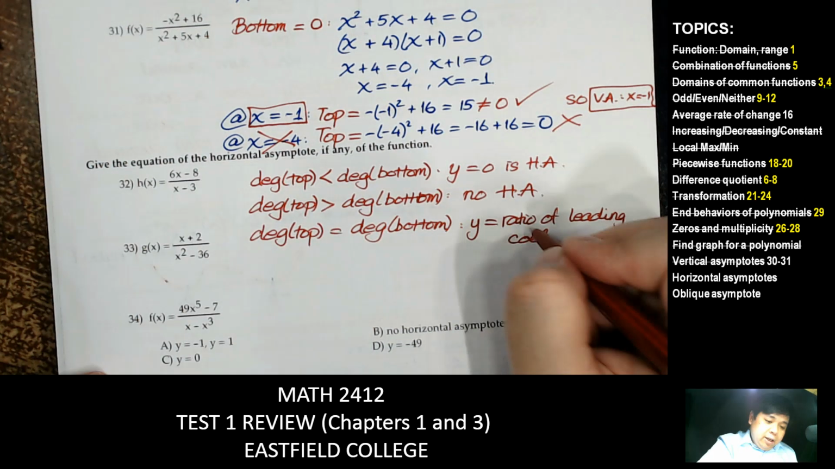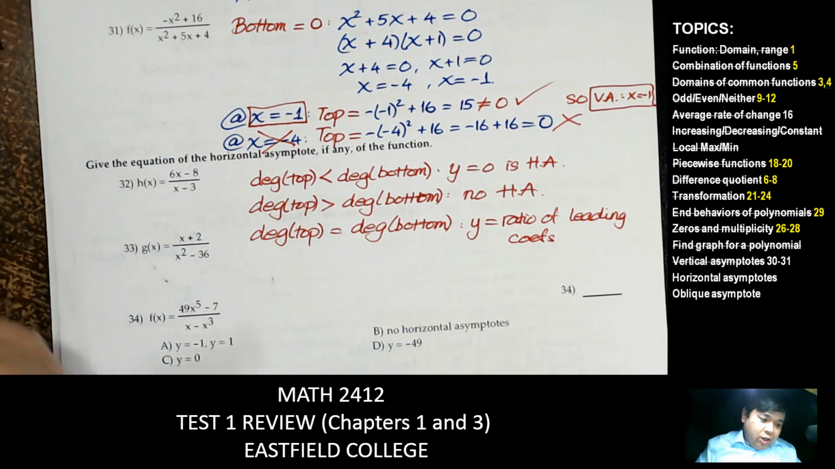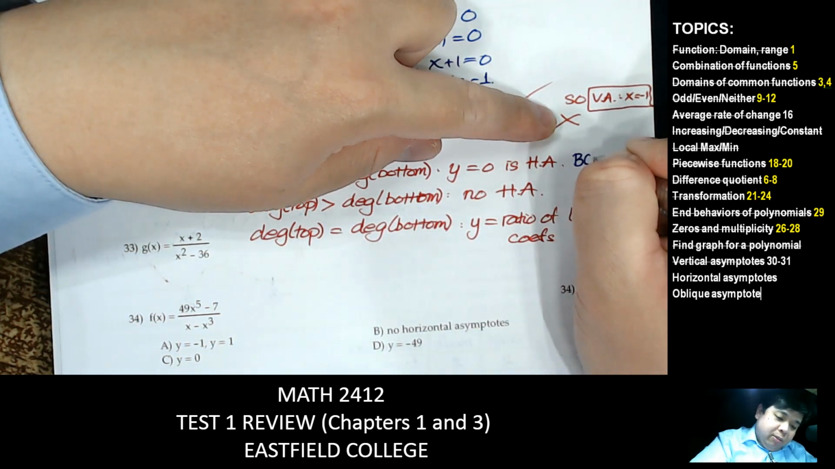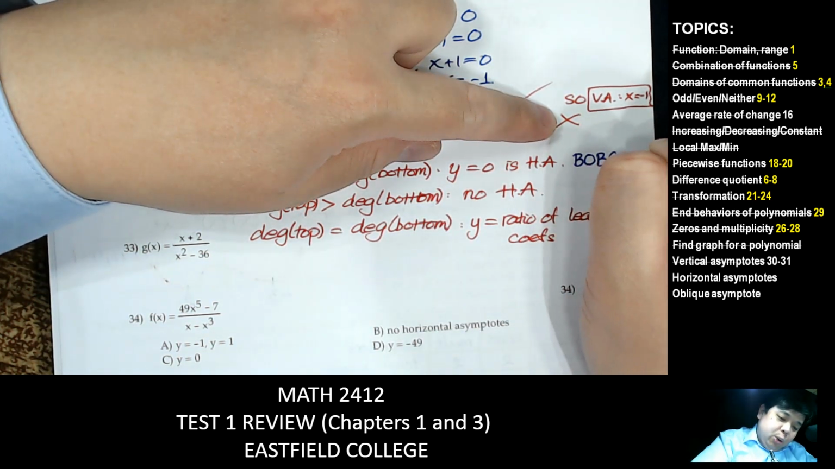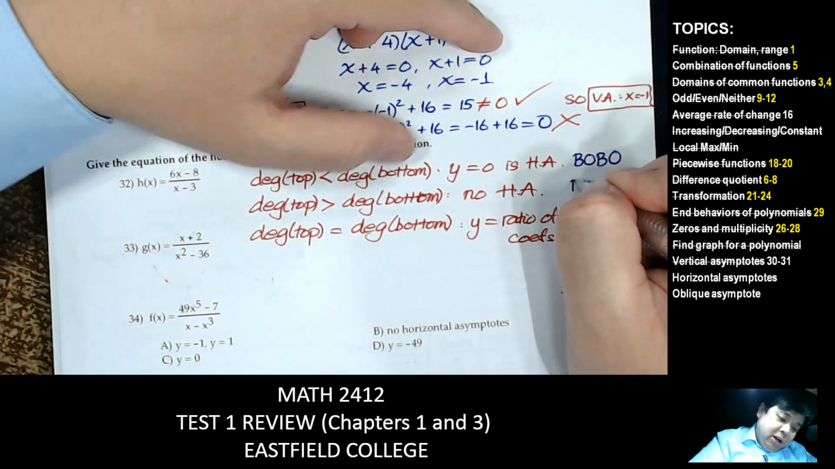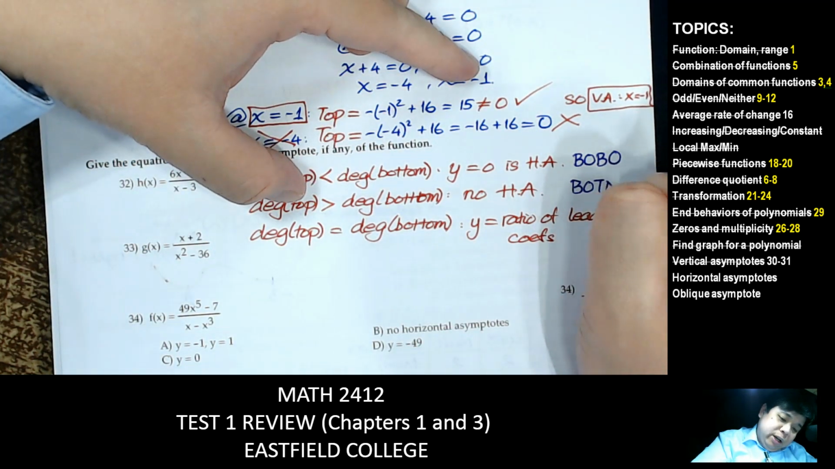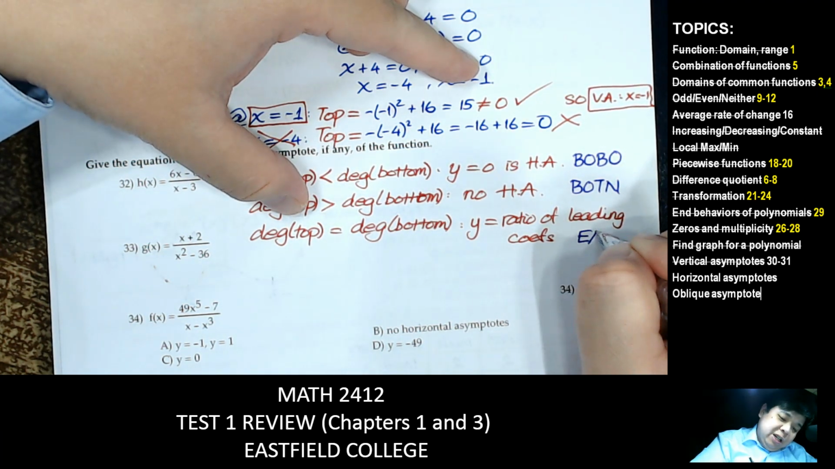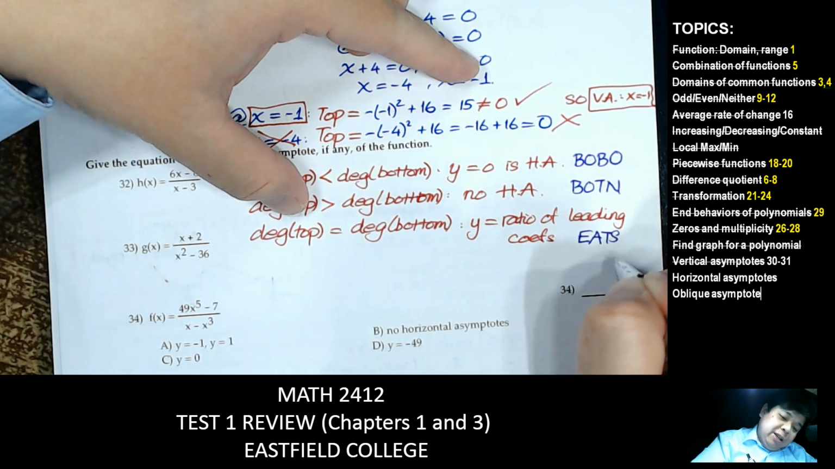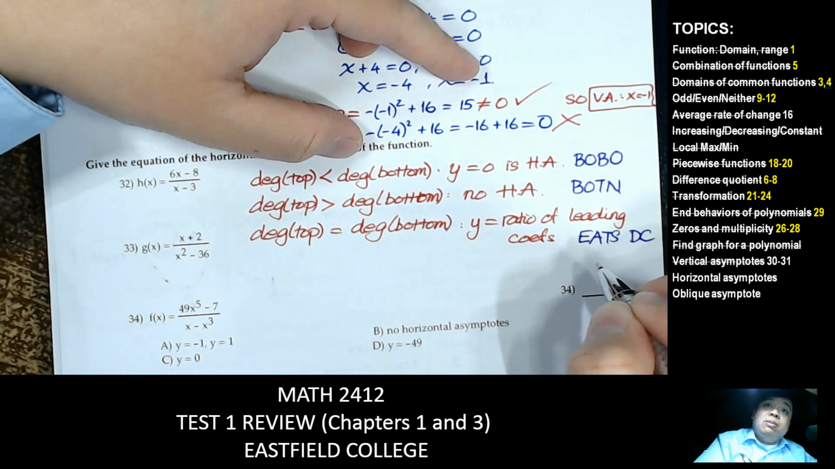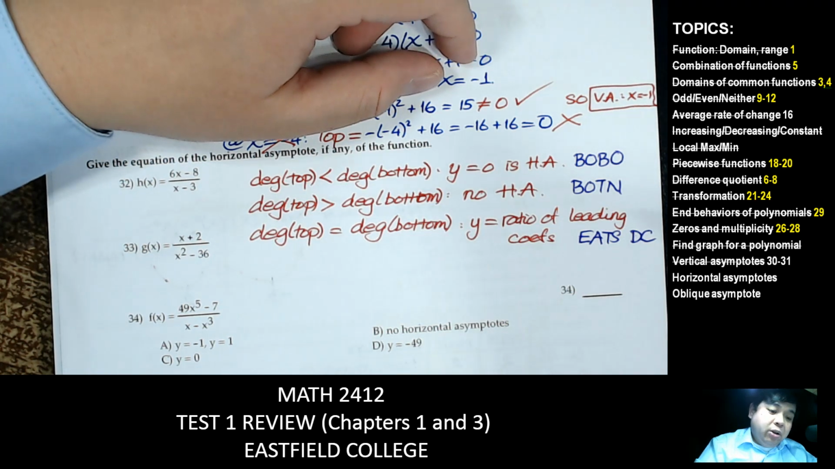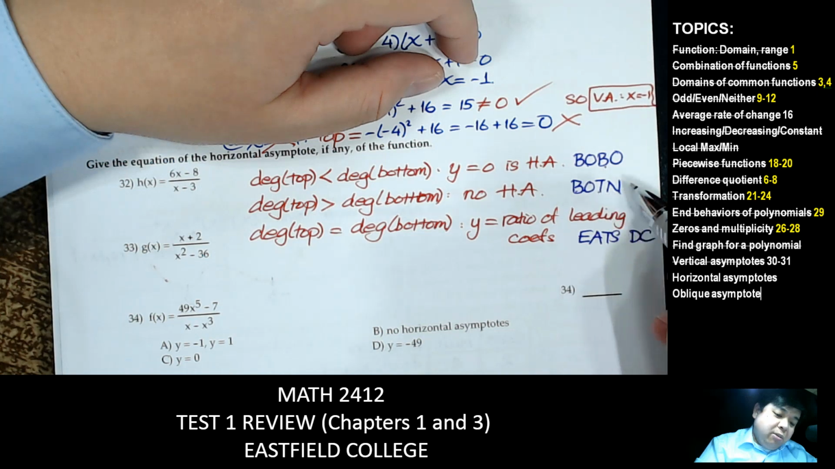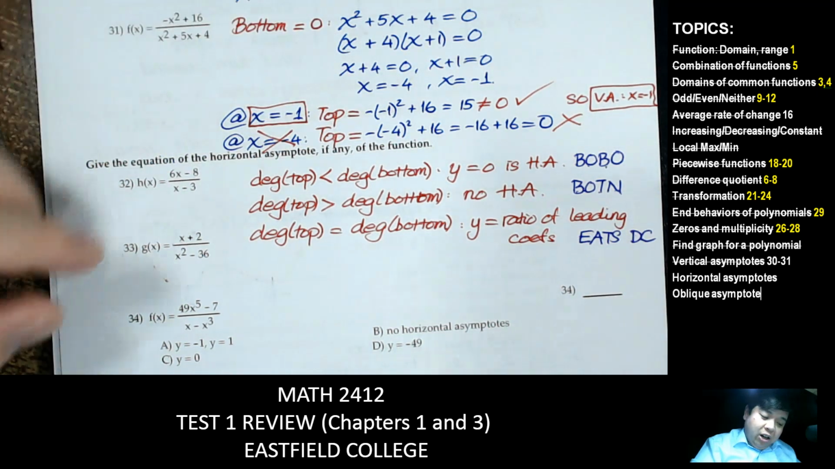Or, colloquially speaking, bigger on the bottom, there will be y equal to 0. Bigger on the top, there will be none. And when the exponents are the same, then we divide the coefficients. So those are the scenarios. Bigger on the bottom, y equal to 0. Bigger on the top, none. Otherwise, we divide the coefficients.